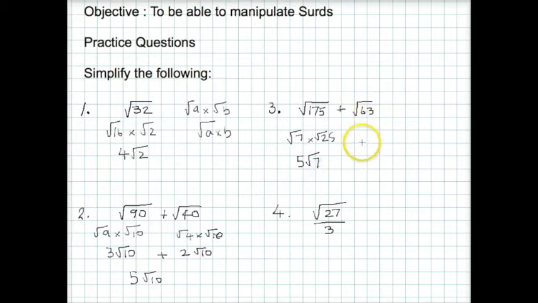And 63 can be simplified to root 9 times root 7. Root 9 can be rationalised to 3, so I get 3 root 7. The roots now are the same. I can add them together to give me an answer of 8 root 7.